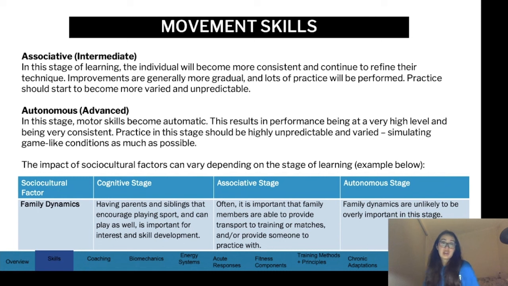In this stage, practices start to become more varied and unpredictable, meaning that it replicates a real life game scenario better, because then you get more practice for the unpredictable nature of an actual game. Learners will start to recognize their own mistakes, so they are getting better at recognizing their faults in their playing.